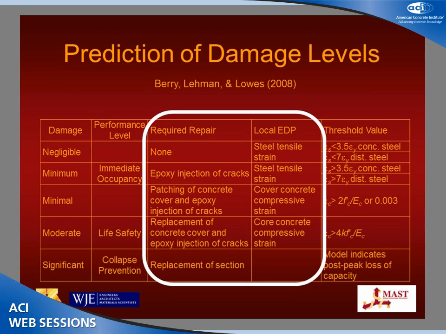So, for instance, for a median occupancy level, our repair might be epoxy injection of cracks. We predict cracking based on the tensile strain in the steel. Getting into the minimal and moderate and life safety, we're looking at replacing concrete cover, and determining that based on the cover concrete compressive strain or the core concrete compressive strain. And finally, at the collapse prevention level, you're looking at needing to replace the section.